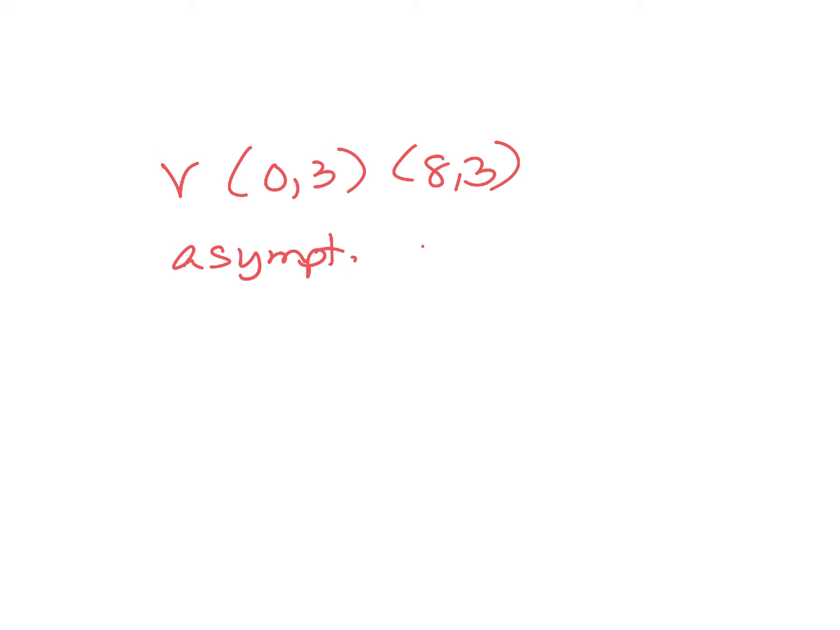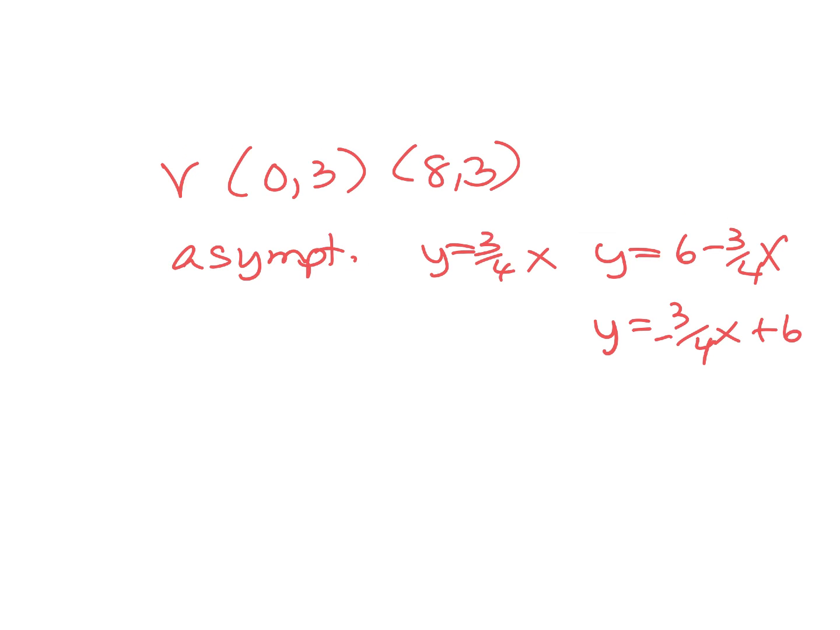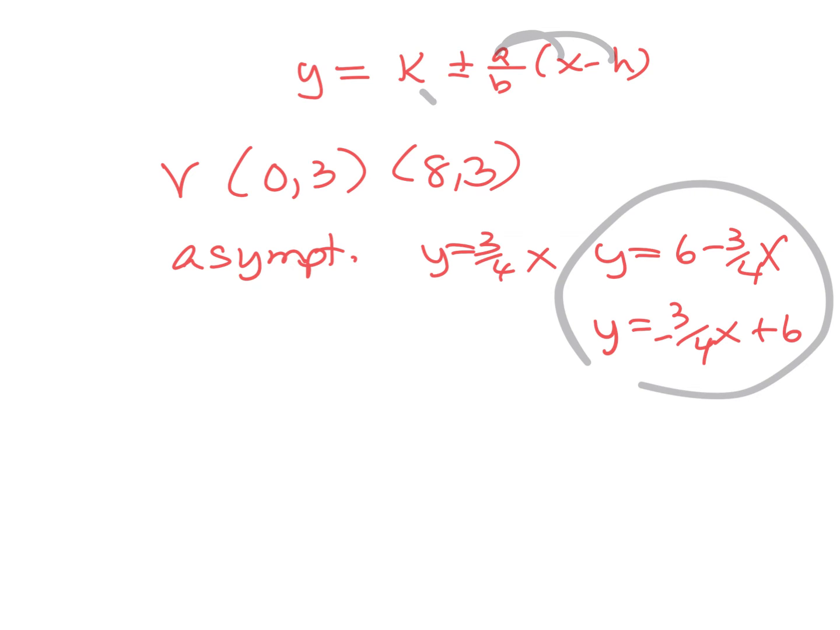Same assignment. You were given vertices of (0, 3) and (8, 3), and then asymptotes of y equals 3/4 x and y equals 6 minus 3/4 x. This is actually in y equals mx plus b form. The equation that you guys are used to, y equals k plus or minus a over b or b over a times x minus h, is point slope. For this question, they distributed the slope and then combined the k, so they put it in y equals mx plus b form here.